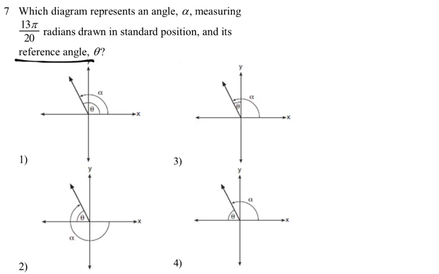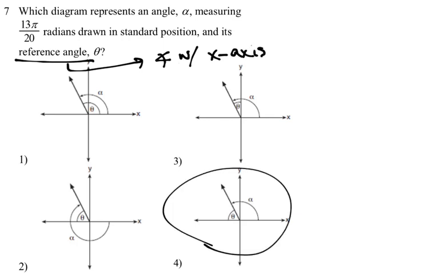All right, number 7. So given 13 pi over 20, we are looking for the reference angle as well. Reference angle is always with the x-axis, a positive acute angle with the x-axis. So the only thing that will satisfy that condition would be choice 4. So therefore, 4 will be the answer.